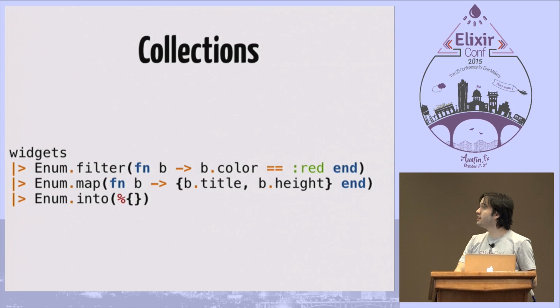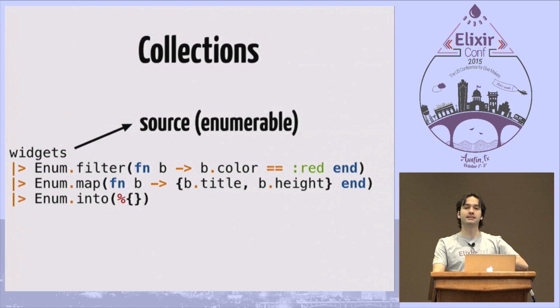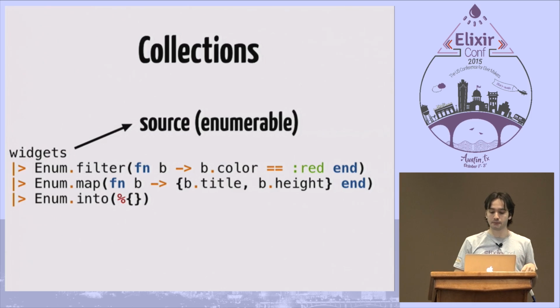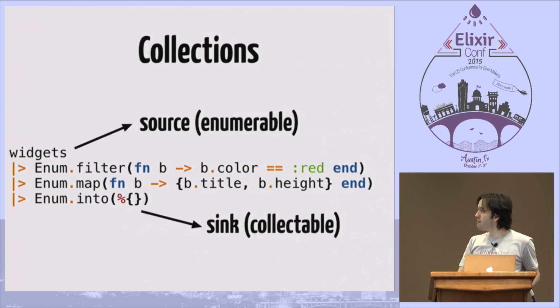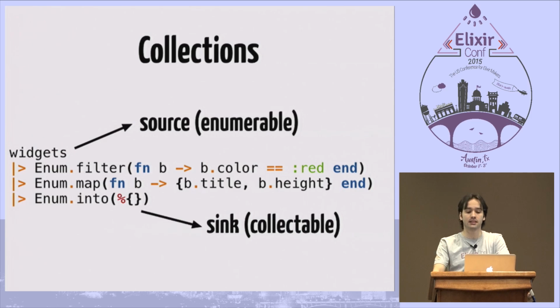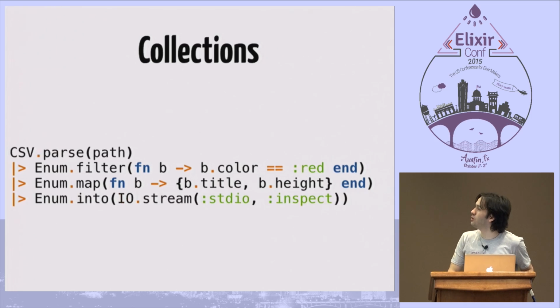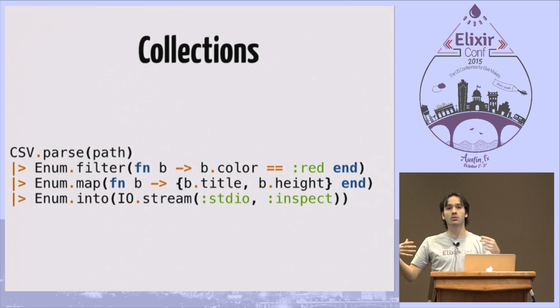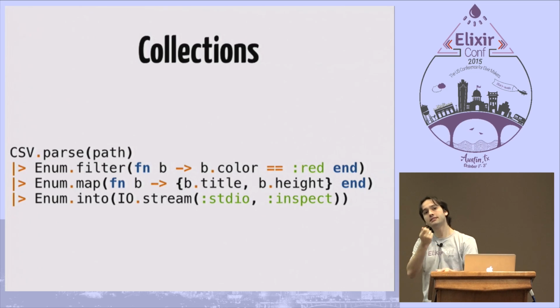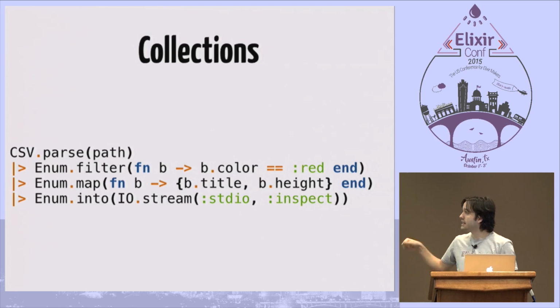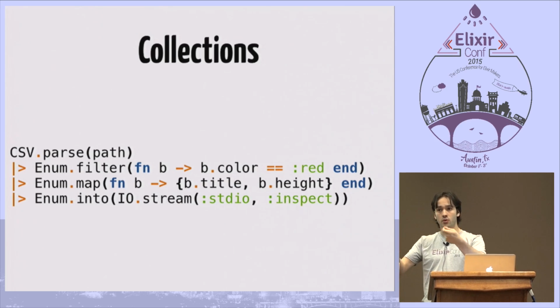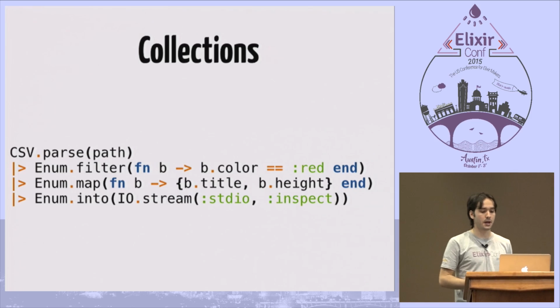And we say that the widget here is a source, and for us it implements the Enumerable protocol. So anything that implements the Enumerable protocol, we can put there. And the map here is a sink, anything that implements the Collectable protocol. And the protocols also let us replace this code with code where our source parses the widgets out of a CSV file, and at the end, the into can be some I/O device. So every time you have a widget, you just print it into the terminal, okay?